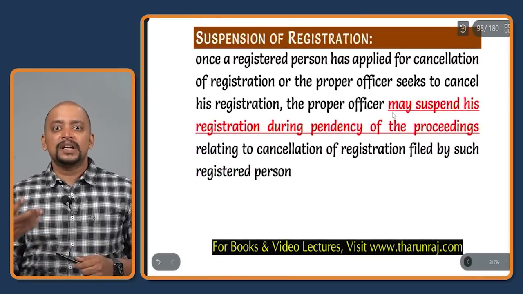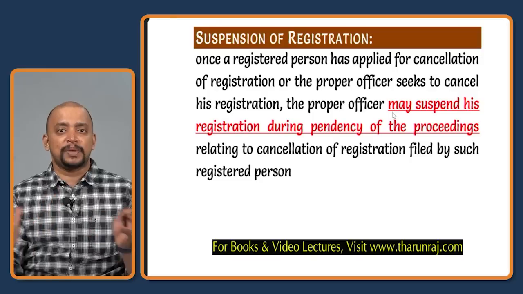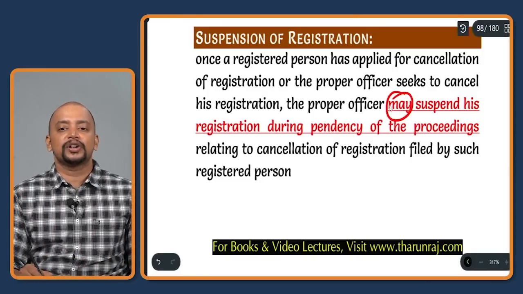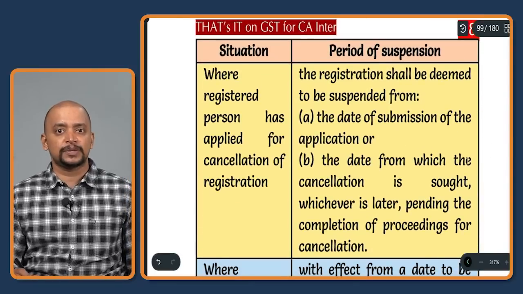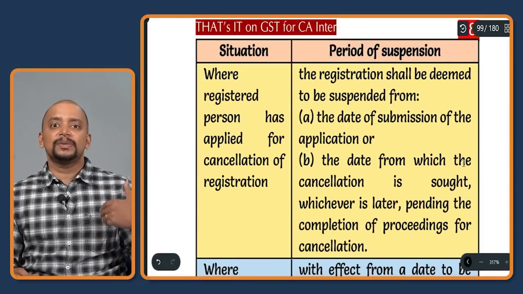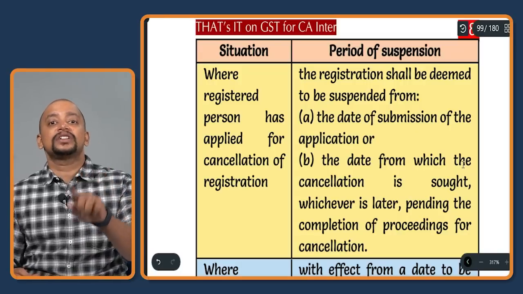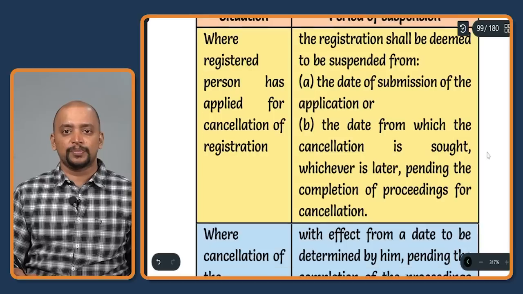Then suspension of registration. During the time when officer initiates cancellation of registration, the first step that they do will be suspension of registration, and this suspension of registration is at the option of the officer. So whenever they do the suspension, what is the period for which they do the suspension? Suppose if application is made by the registered person for cancellation, the date selected in the application or the date of application, whichever is later, till the conclusion of cancellation proceedings.